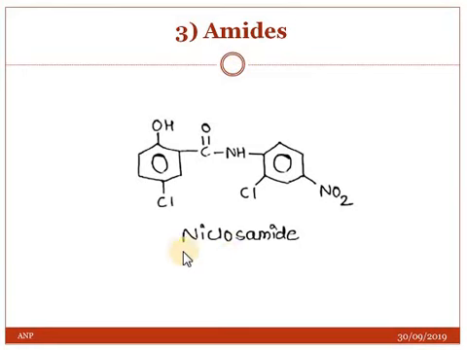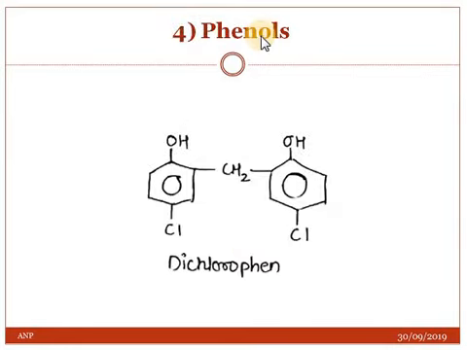Amides, for example, niclosamide. Niclosamide is a salicylanilide derivative and it inhibits the glucose uptake, oxidative phosphorylation, and anaerobic metabolism in the tapeworm. Phenols, for example, dichlorophen, it is effective in the treatment of tapeworm infections. It detaches the worm from the bowel wall and promotes its digestion in the gut.